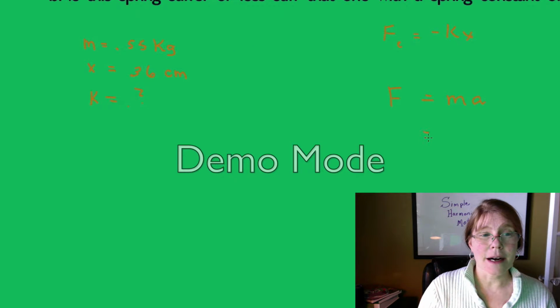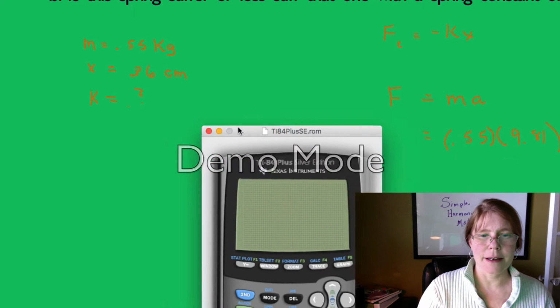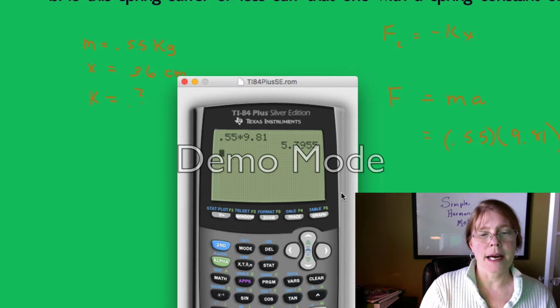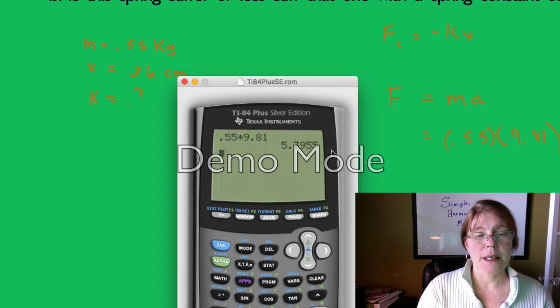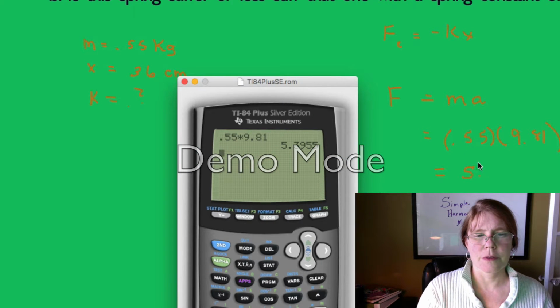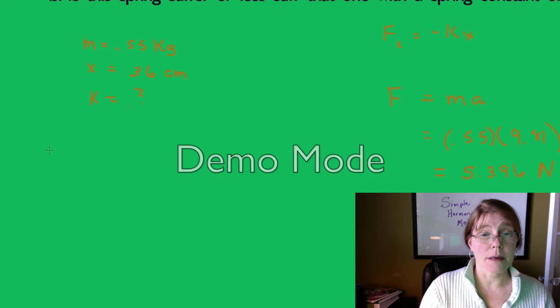All right, so let's take our mass of 0.55 times 9.81. Put that in the old trusty calculator here. So we've got 0.55 times 9.81. All right, so 5.3955. We don't need to have all of those decimal places, so let's just carry this out while we're calculating to 5.396. All right, so this is newtons. This is a force. So now we can use that to solve our problem.